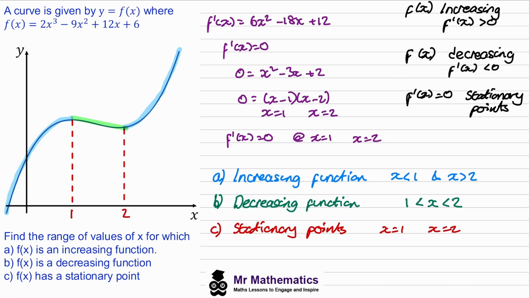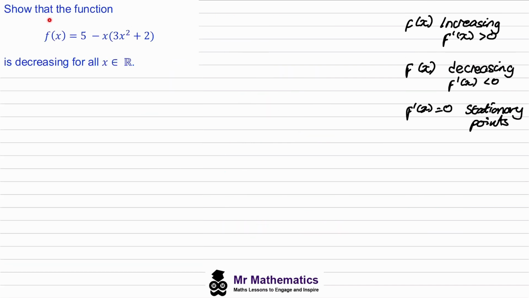Okay, let's try one more question. For this question, we've been asked to show that the function f of x, given here, is decreasing for all values of x that are elements of the set of real numbers. So if it's decreasing, we know that f dash of x must be less than 0. The first thing we need to do is expand out this bracket so we can differentiate this f of x. So f of x will equal 5 minus 3x cubed minus 2x. And now we can differentiate this.